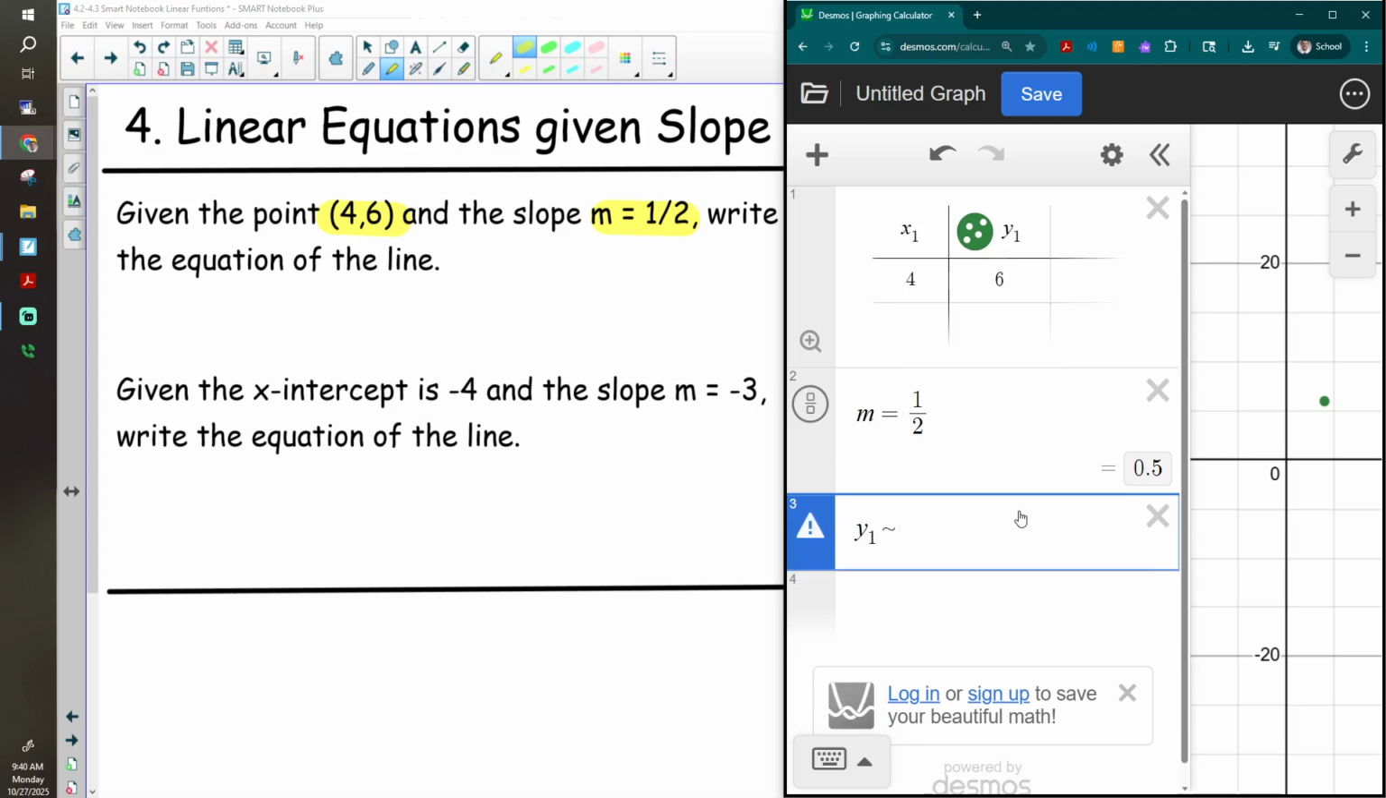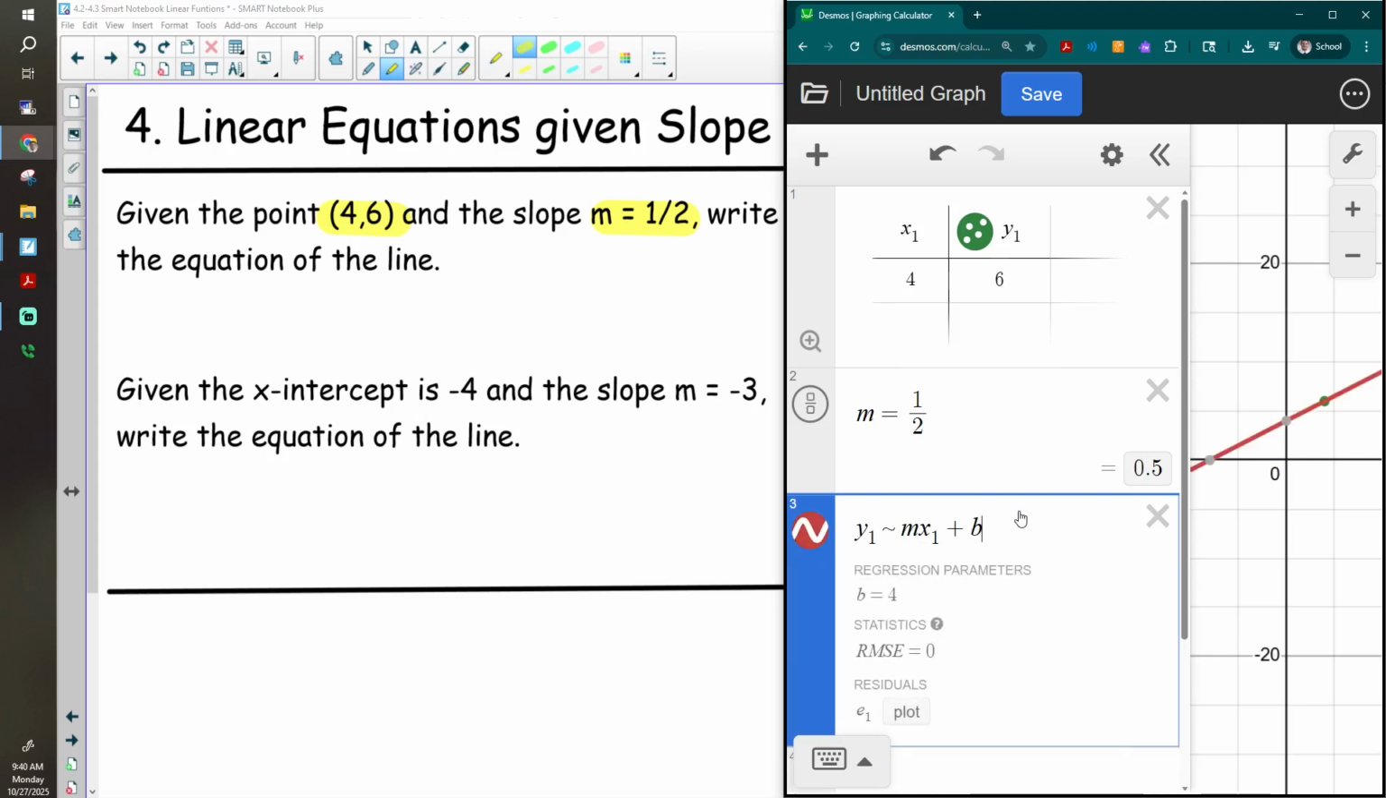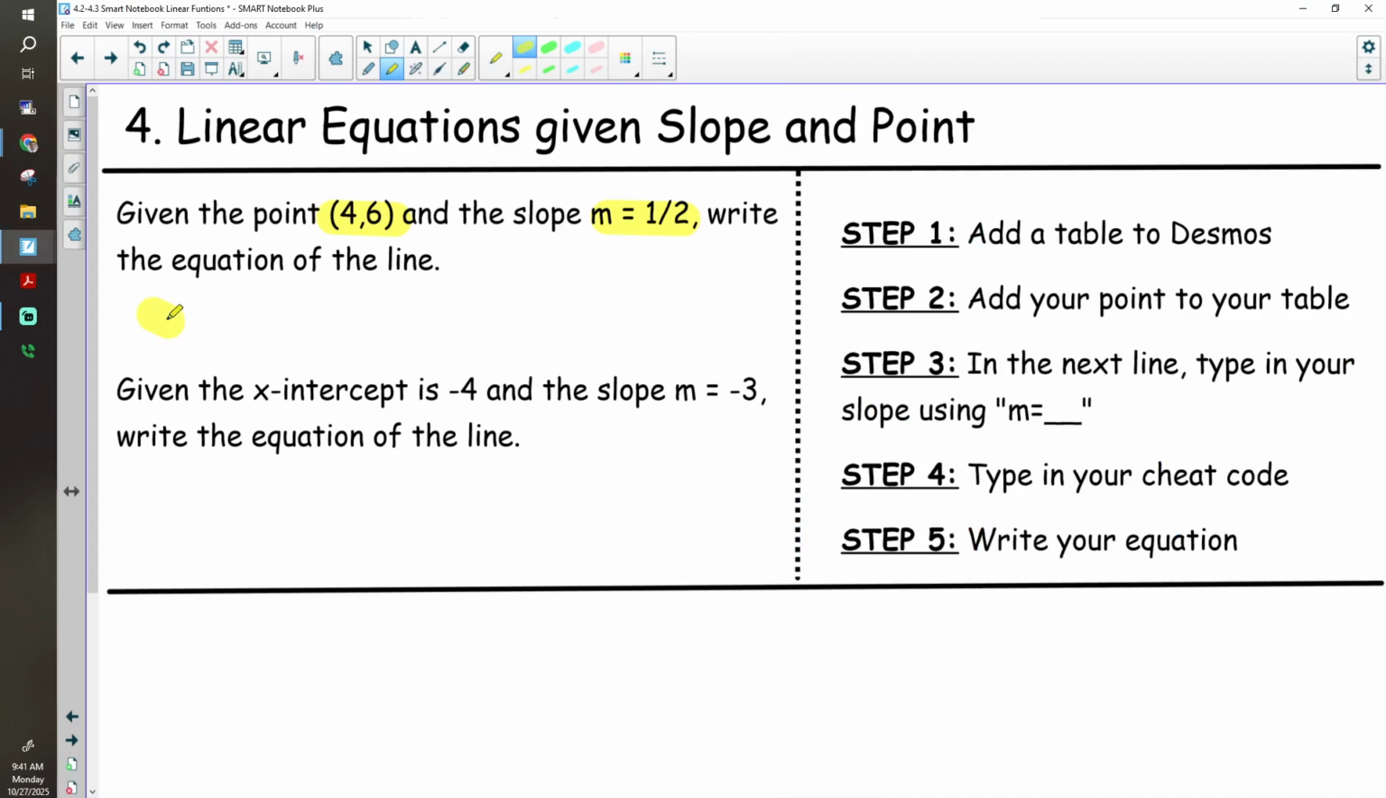y1 squiggly, mx1 plus b. And what does it tell us? It tells us our y-intercept is 4. And we already know m. So we know m is 1/2. We know b is 4, so we can write our equation. What would be the equation of this line? Y equals 1/2 x plus 4. So y equals 1/2 x plus 4. Ooh.